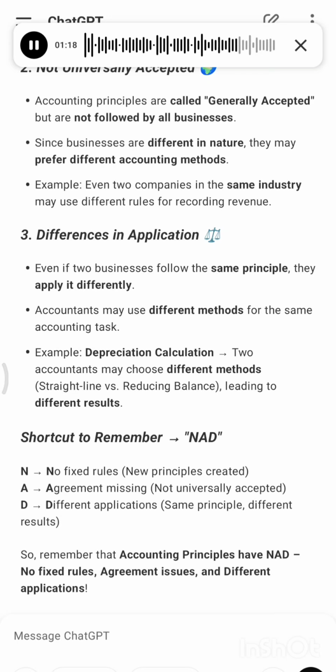Here is a shortcut to remember: NAD. N, no fixed rules, new principles created. A, agreement missing, not universally accepted. D, different applications, same principle, different results. So remember that accounting principles have NAD: no fixed rules, agreement issues, and different applications.